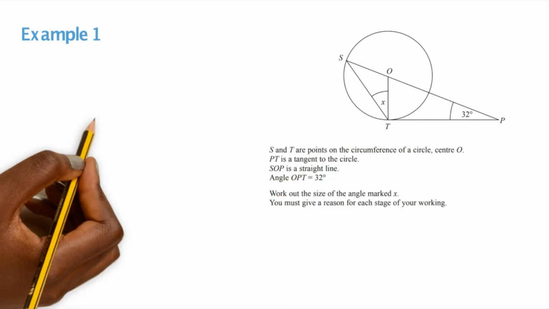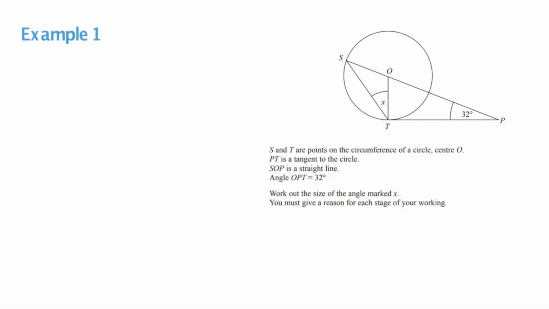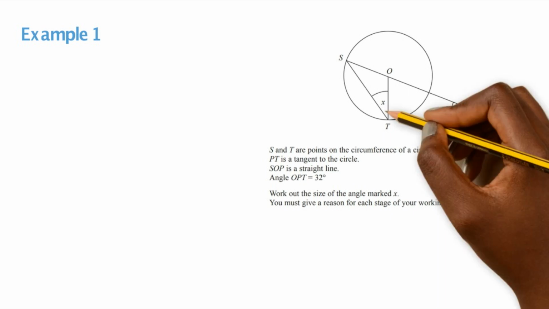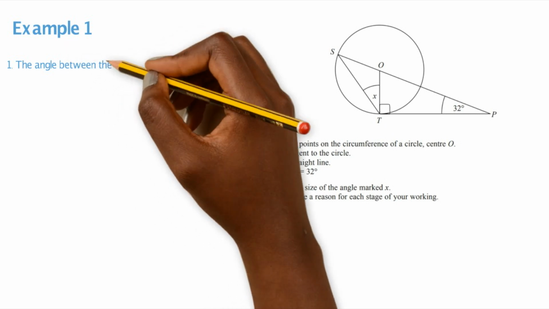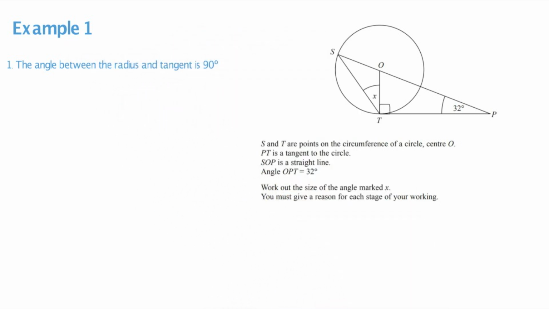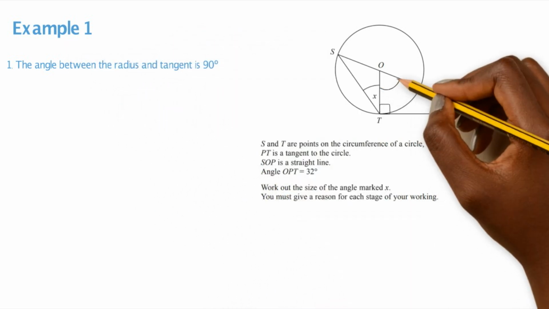So the first example question is here. We need to work out what angle x is. The first thing that I can spot looking at this is the first rule of the tangent meeting the circle, so it's forming that 90 degree angle. Sorry, tangent meeting the radius.